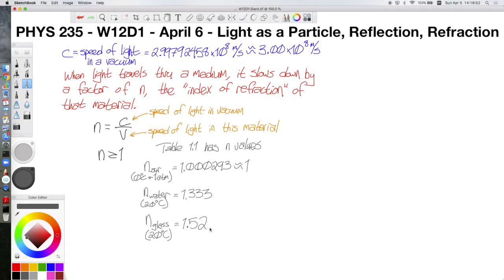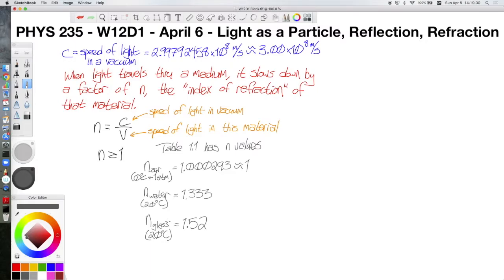The index of refraction of air is slightly higher than 1, but not by much, so for many of our calculations, we'll just take the index of refraction of air to be 1, which is the same as the index of refraction of vacuum. The index of refraction of water is around 4/3, and the index of refraction of glass is around 3/2. Note that these are all at specific temperatures, and for the gases at specific pressures as well. So the value of the index of refraction of air, of water, of glass will all change slightly depending on the temperature or pressure of whatever medium we're dealing with.